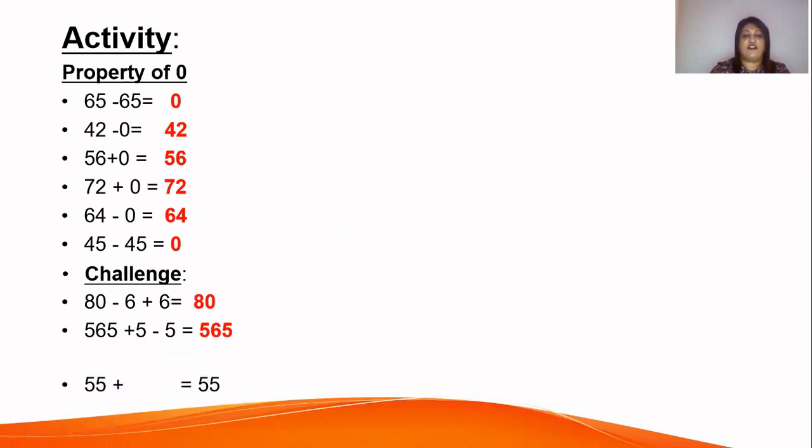Then you've got 55 plus a certain number will give me 55. Now, properties of 0, it will be 0. 55 plus 0 will give me 55.